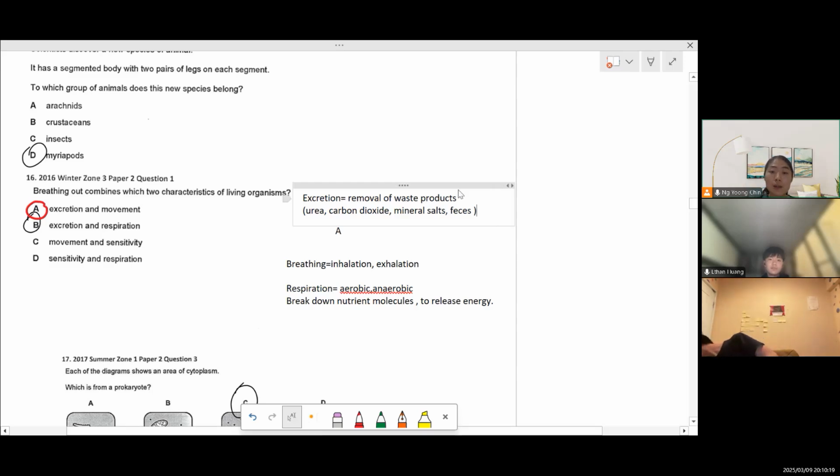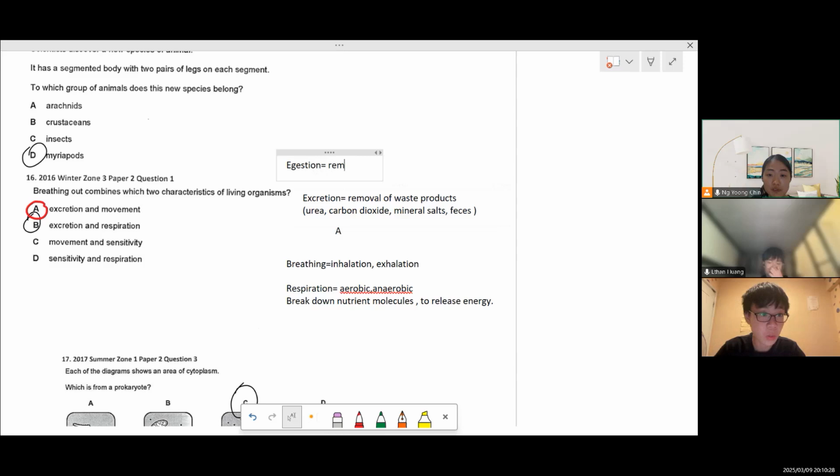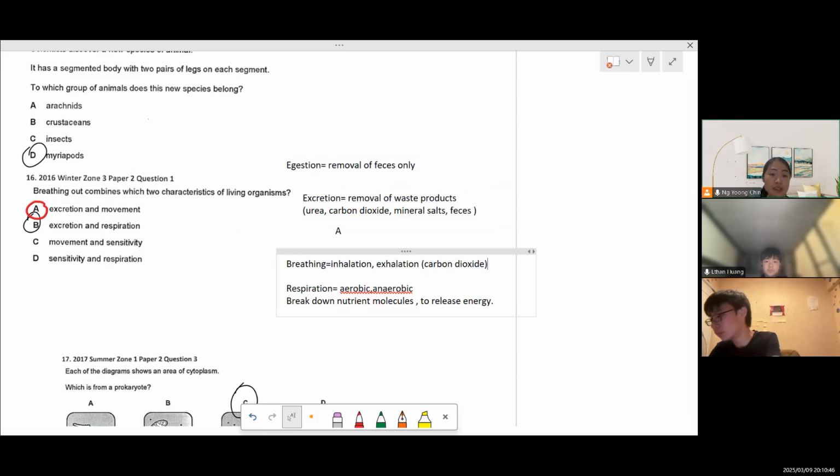Okay, so we know that there's another term we call ejection. Ejection only focuses on removal of feces only. So breathing out means that you exhale out the carbon dioxide. So it's a part of the excretion. Yeah, carbon dioxide is a part of excretion.